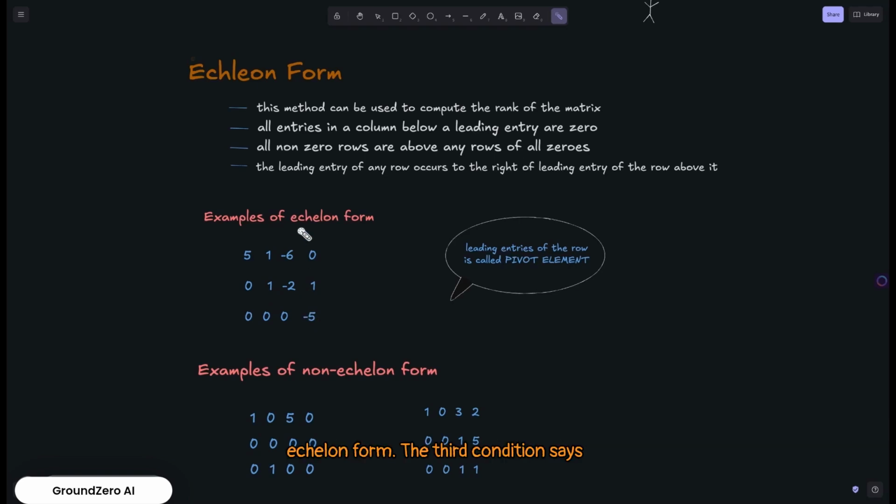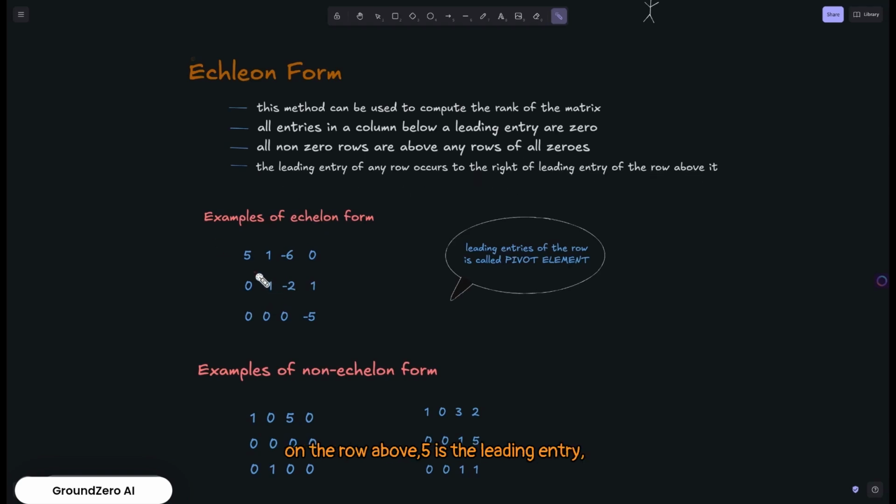The third condition says that the leading entry of any row occurs to the right of the leading entry of the row above it. So this is what I mentioned about what a leading entry is. Just focus on this one, right? I'll explain this third condition with this value. So the leading entry of any row, one is the leading entry here, I'm just going to verify it, occurs to the right of the leading entry of the row above it.